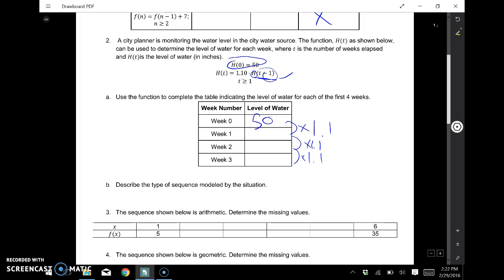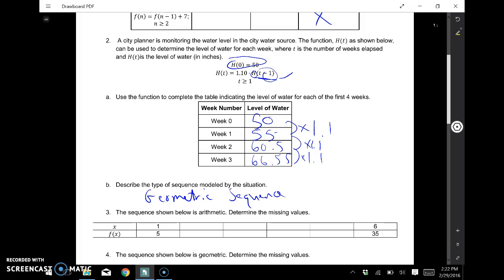Multiply by 1.1, and 50 times 1.1 is 55, and then 55 times 1.1 is 60.5, and then 60.5 times 1.1 is going to be 66.55. Okay, so this is definitely a geometric sequence.